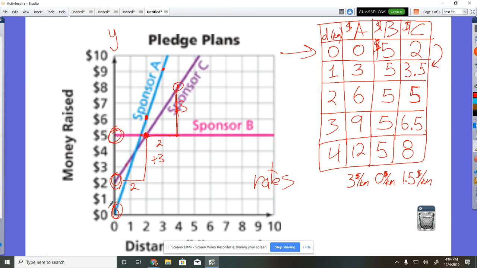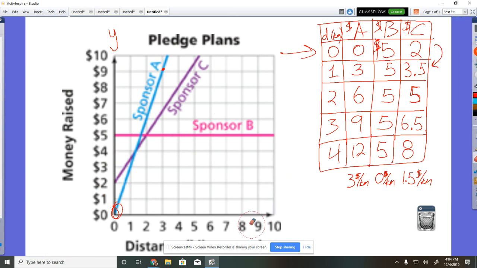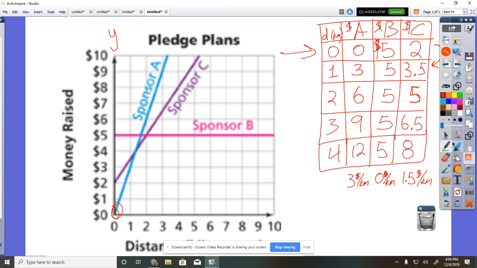D, write coordinates of 2 points on each line. So in order to do that, I'm going to clear off my lines and I'm going to try to match colors here. Okay, so I need to write coordinates for each line. So let's go ahead and use sponsor A. Let's go blue here for sponsor A.